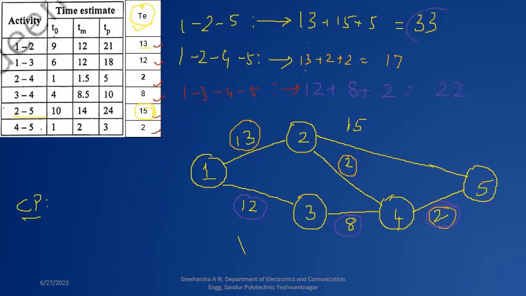So which is the highest number? So this is my highest number. So that becomes my critical path. I will show it through a double line like this, 1 to 2 and 2 to 5. And always remember to put the arrow marks for these lines. So this is how we draw the network diagram and calculate the critical path.